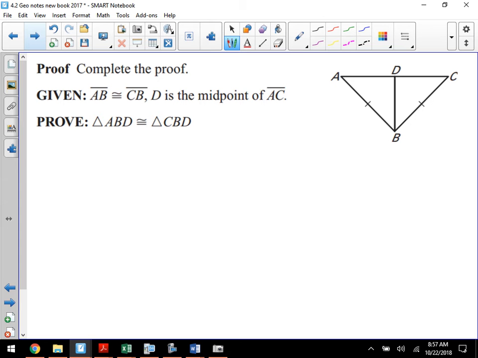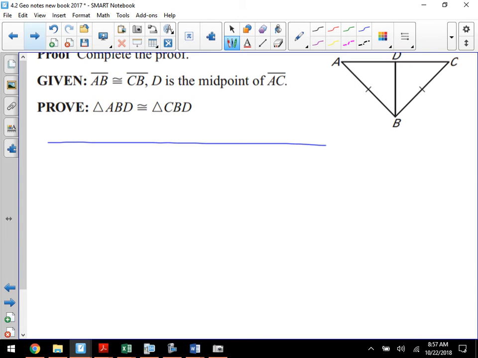Start by always going with your givens. In this case, we are given AB is congruent to CB. So we go to our diagram, we mark it. Well, is it already marked for us? All right, so just make sure it's done and safe. Which means we go to our next given.